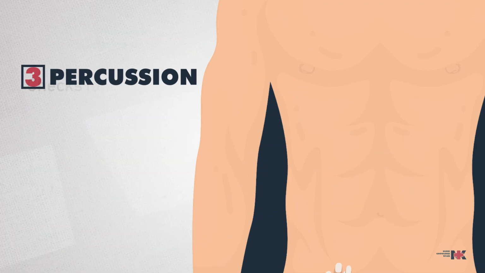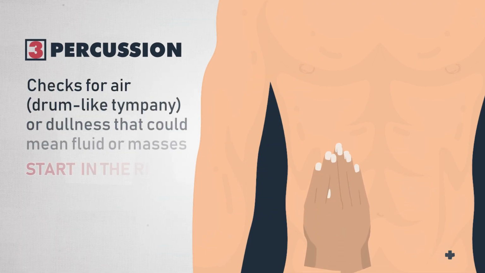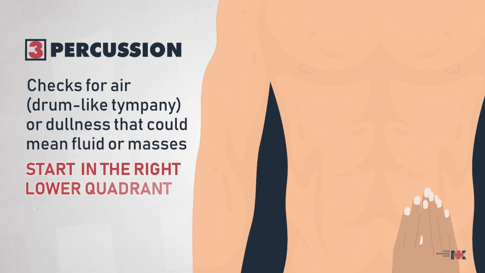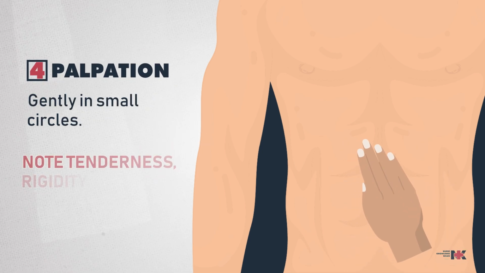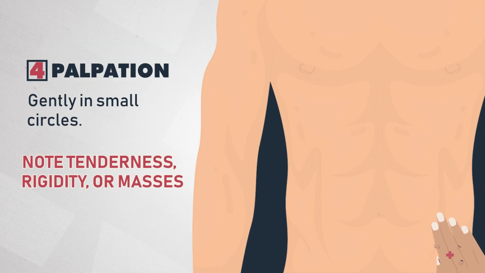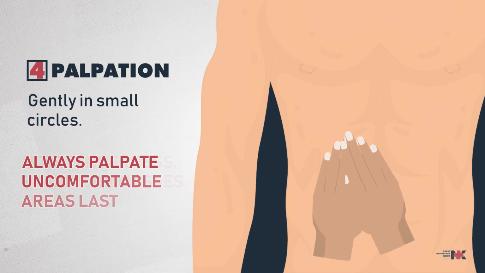Third is percussion. Percussion checks for air, drum-like tympany, or dullness that can mean fluid or masses. Fourth, we can finally palpate, gently in small circles, checking for tenderness, rigidity, or masses. Always palpate uncomfortable areas last.